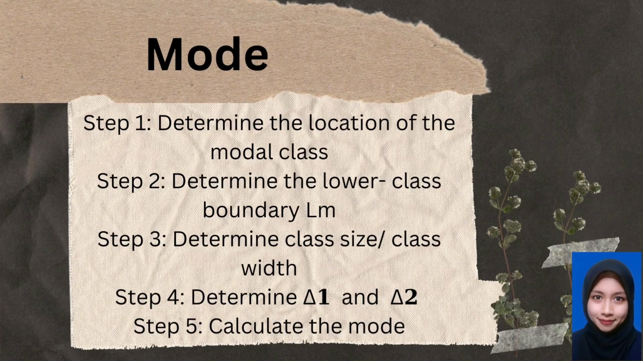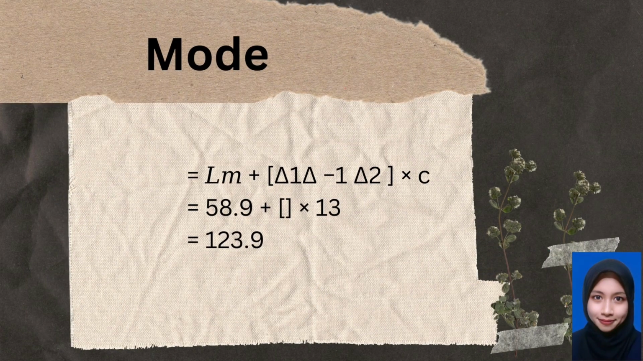And the last one is mode, which has 5 steps. Step 1, determine the location of the modal class. Step 2, determine the lower class boundary LM. Step 3, determine the class size or class width. Step 4, determine A1 and A2. And the last one is calculate the mode. For this mode, we got 123.9.